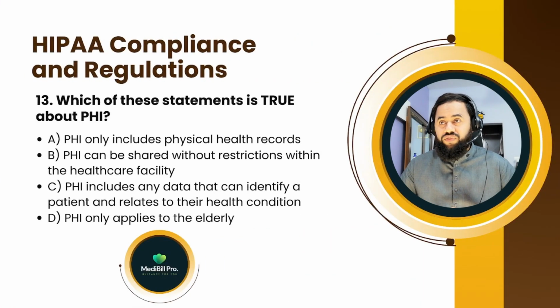So the next question is: which of these statements is true about PHI, patient health information? Option A is PHI only includes physical health records. Option B is PHI can be shared without restrictions within the healthcare facility. Option C is PHI includes any data that can identify a patient and relates to their health conditions. Option D is PHI only applies to the elderly.